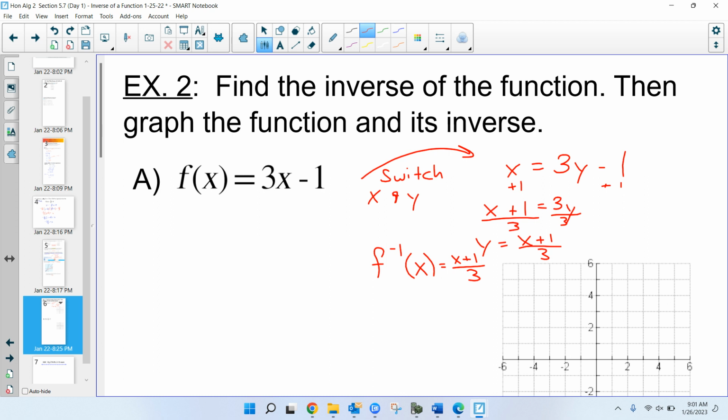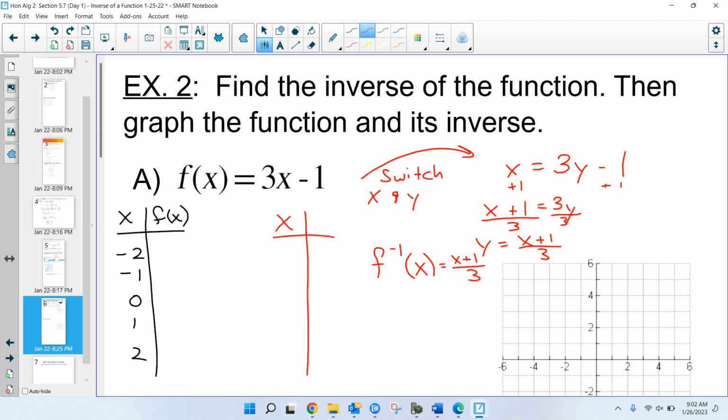All right, let's go ahead and graph those. So let's do the original, a quick little XY chart. X comma f of x. I guess we'll do -2, -1, 0, 1, and 2. And then we'll do an inverse XY chart. X comma f inverse of x.